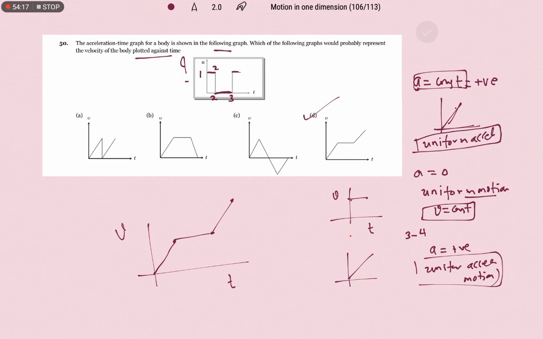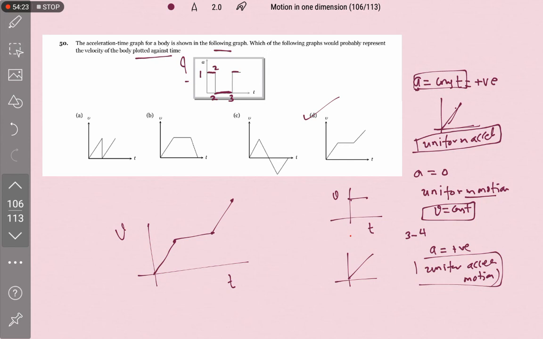So in this way we can analyze the motion of an object. In the next lecture also we are going to do some more graphical questions.